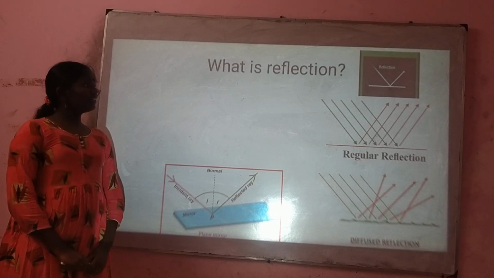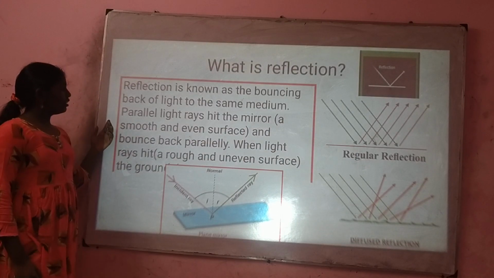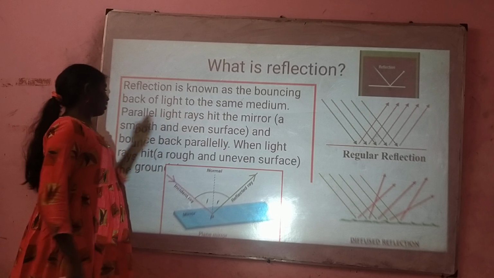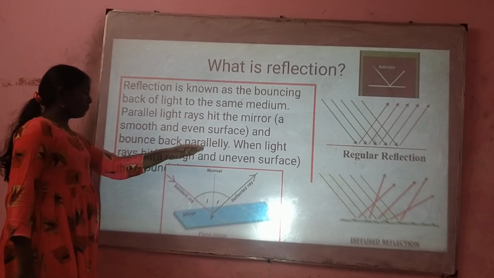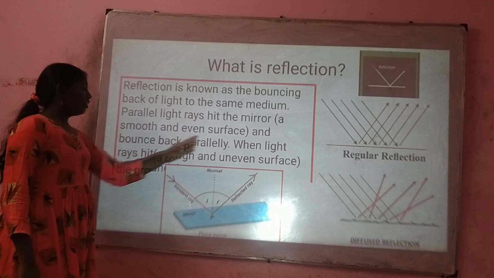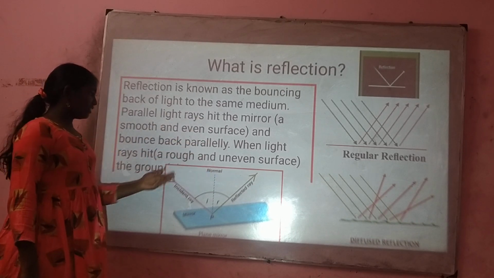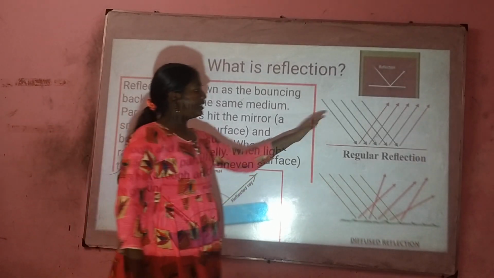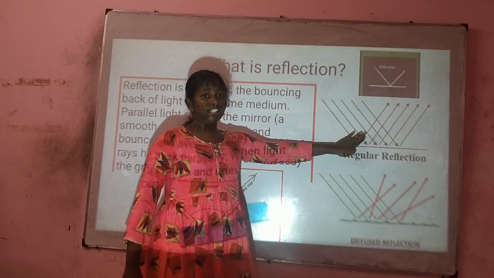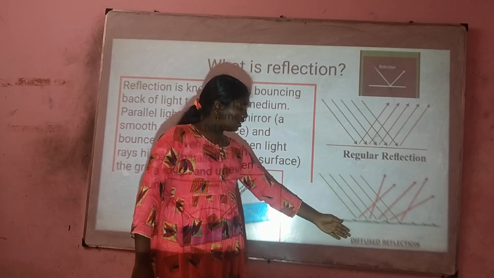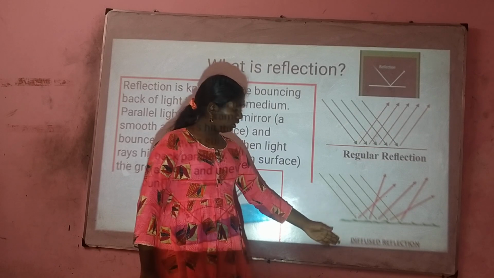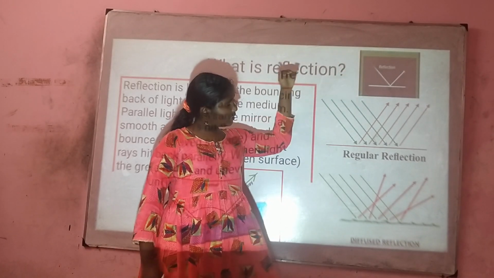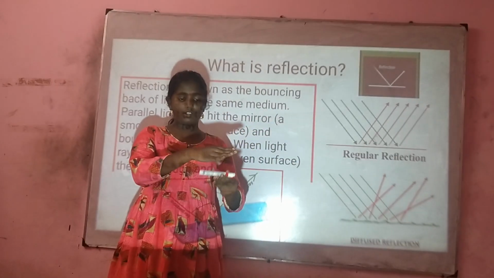So, what is reflection? Reflection is known as the bouncing back of light to the same medium. Parallel light rays hit a mirror, a smooth and even surface, and bounce back parallelly. When light rays hit a rough and uneven surface, they go in different directions, or scatter. So this is the example of light rays hitting a mirror, which is called regular reflection. The example of light rays hitting the ground is called diffuse reflection, which is here. This is the classic reflection, which means the light ray hits a smooth surface and bounces back.